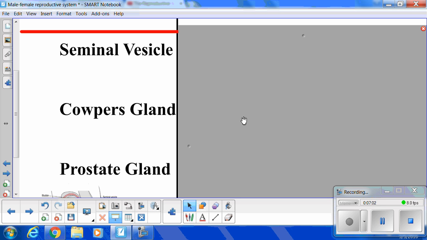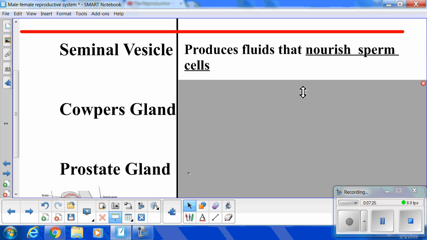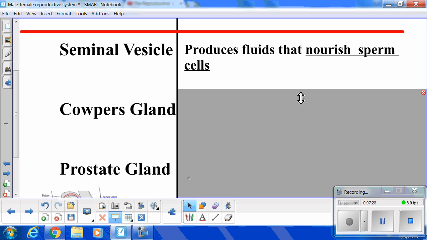The seminal vesicle produces fluids that nourish the sperm cells. Just like any kind of cell, sperm cells need a source of nutrition. And so as the sperm cells move past the seminal vesicle, secretions are released into the sperm duct that give a glucose solution, which provides the sperm cells the nutrition and energy that they need to swim. They have a flagellum and they're constantly motile cells, and so that will help to nourish the sperm cells. Let's fill out our notes.